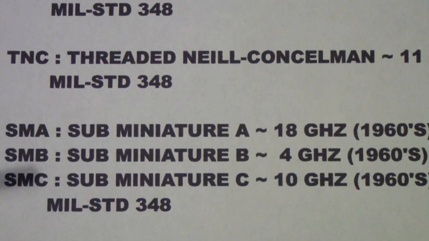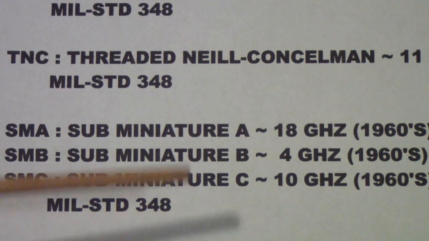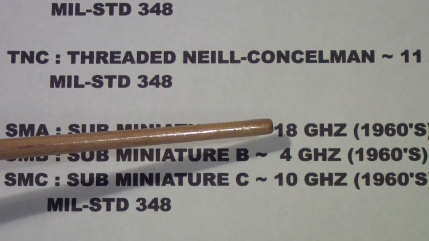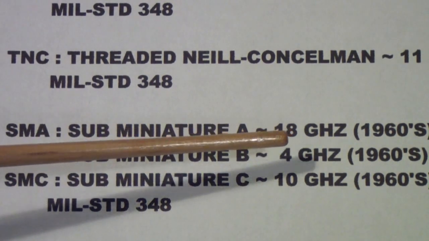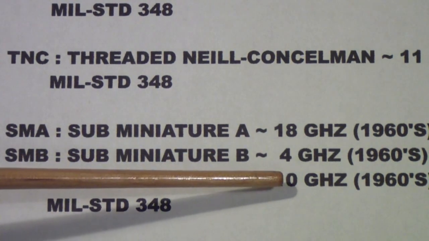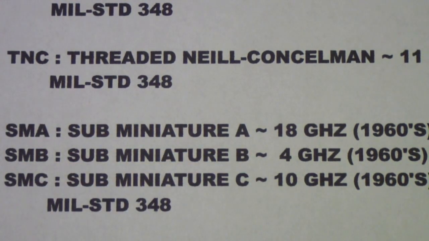In addition to the Type A subminiature, there also is a Type B called an SMB, and a Type C called an SMC. Once again, these are all a part of Mil Standard 348. The SMA, as I point out, well-made SMAs will go to about 18 gigahertz. The SMB to about 4 gigahertz, and the SMC to about 10 gigahertz. Now, the reason that they are different is they have different specifications, and they are built to different tolerances and standards.